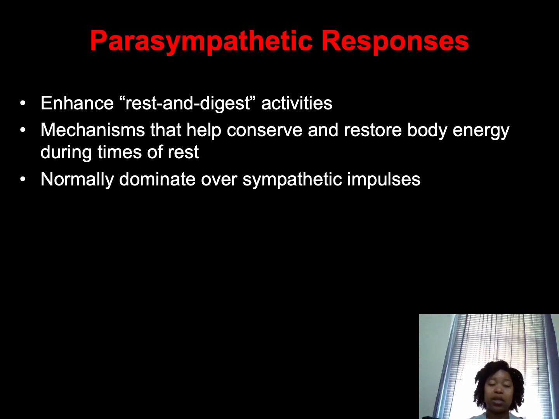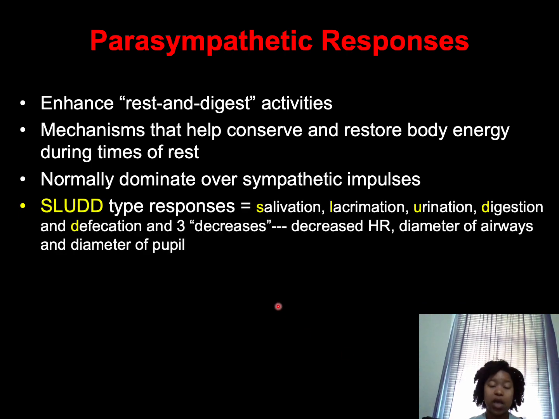So the parasympathetic ones are what's normally going to dominate for everyday functions. But they call the parasympathetic SLUD response, right? So that's going to be salivation, lacrimation, urination, digestion, and defecation. Those are the things that are occurring, and if all of those are happening at the same time, you're having a parasympathetic response. And it's got 3 decreases that go with it though, and those are decreased heart rate, decreased diameter of the airways, and decreased diameter of the pupil.